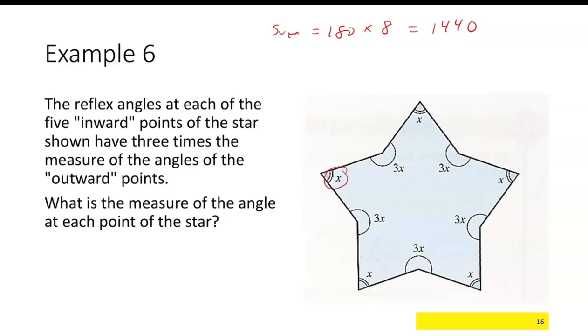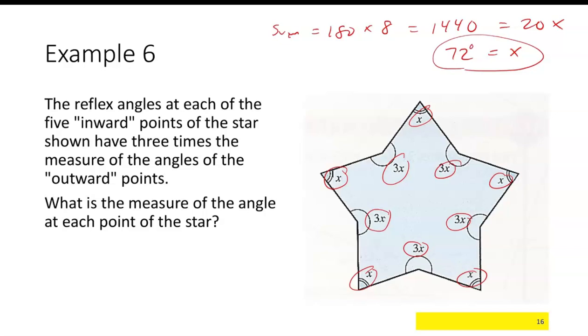And that's going to be x, 2, 3, 4, 5 x's, and then 5 of these 3x's. Well, 5 times 3x is 15x plus 5 more x. That's going to equal 20x. And that means that I can divide by 10. So 144 is equal to 2x, or 72 is equal to x.